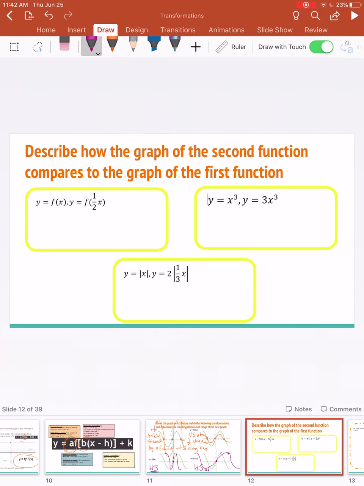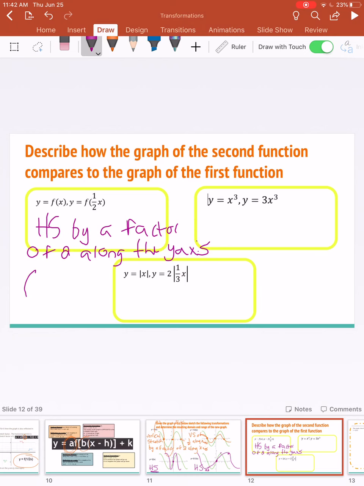Okay. So now all we're going to do is describe some transformations that occur here. This first one we would say is a horizontal stretch by a factor of 2 along the y-axis. And again, I'd like you to practice writing those mapping coordinates. Because it's all your x values being multiplied by 2, your mapping coordinates would be 2x, y.